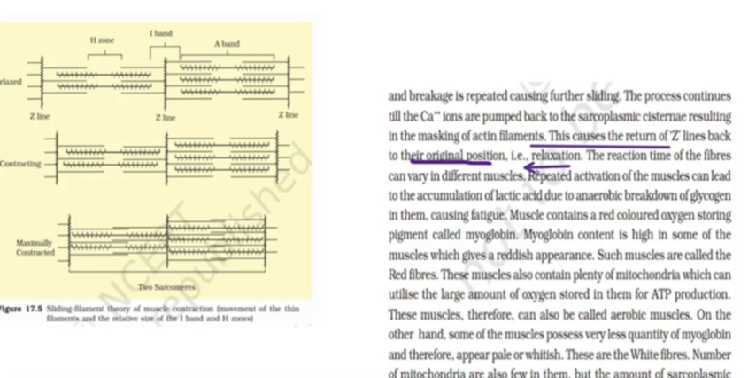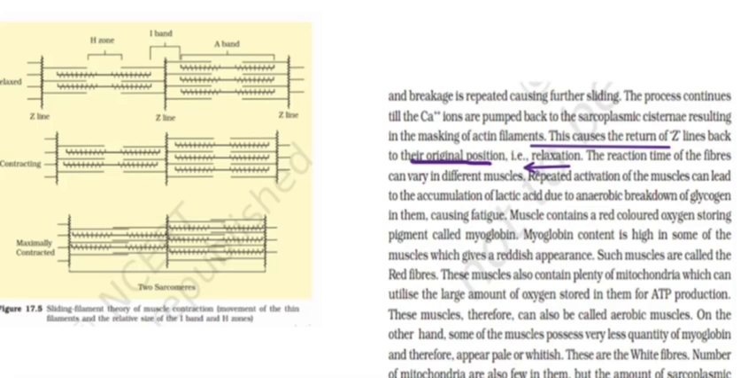But if the contraction and relaxation, or muscle movement, is taking place continuously, then what will happen? There will be accumulation of lactic acid while the body is needing more and more energy. So there comes the anaerobic breakdown of the glycogen, and that will cause what? Fatigue condition. Okay, so this is all about muscle movement and the relaxation condition.